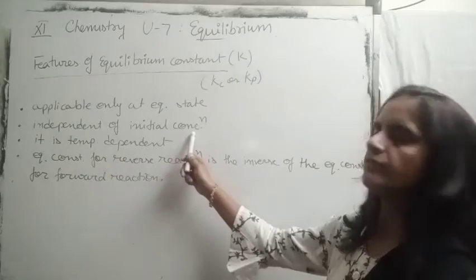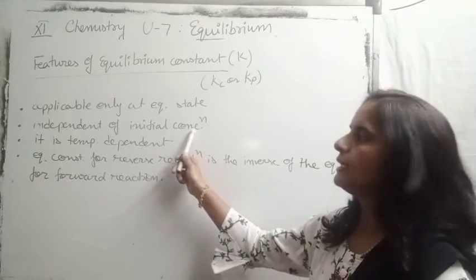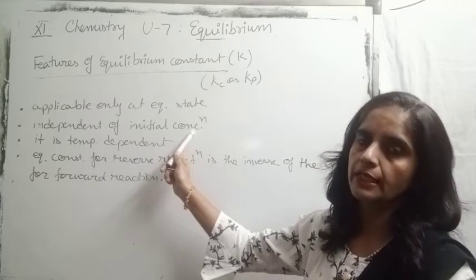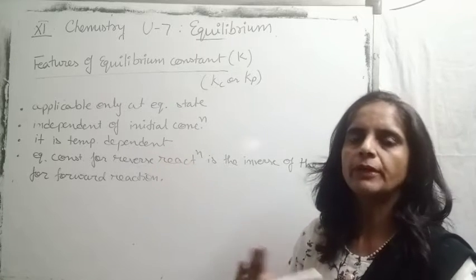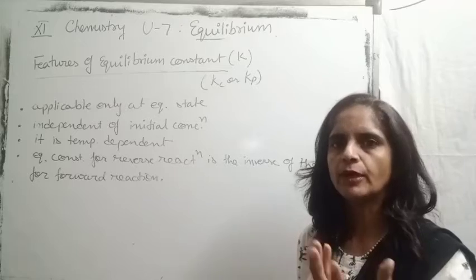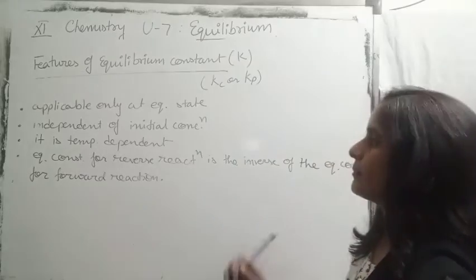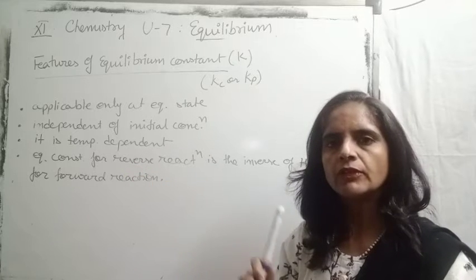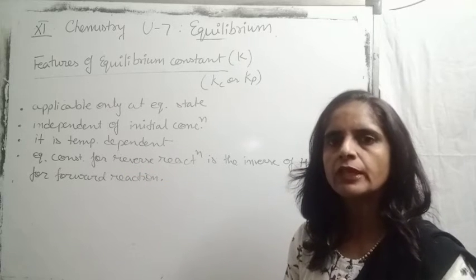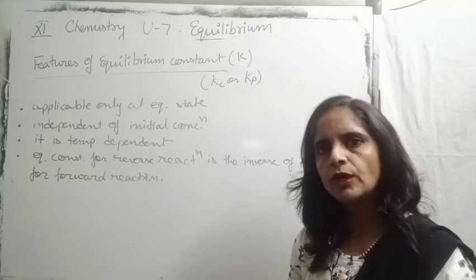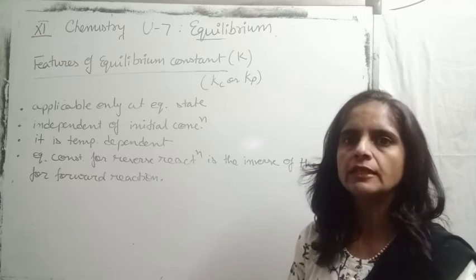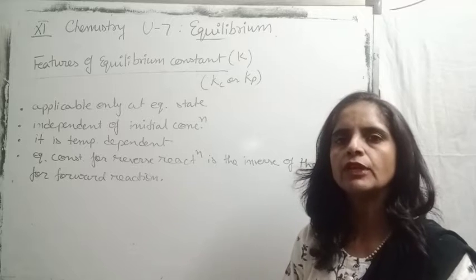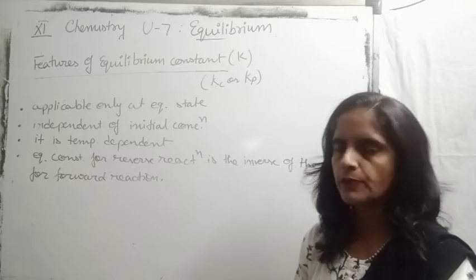Second feature: the value of Kp or Kc is independent of the initial concentration of reactants or products. It does not depend on the initial concentration, that is, how much amount you have taken. But it depends on temperature. Whenever we write any value of Kp or Kc, that is always written at a specific temperature only. If we change the temperature, the value of Kp or Kc will also change.